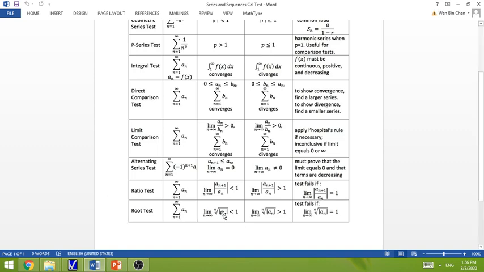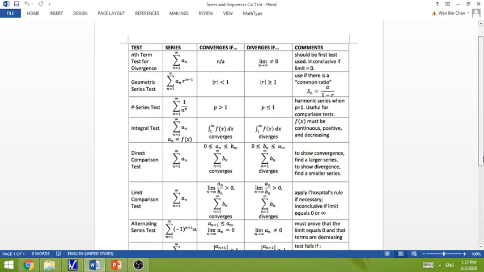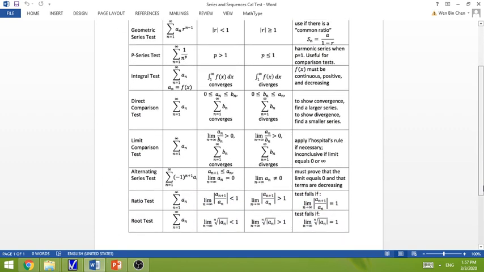And then for the root test, it's quite similar. If the nth root of the absolute value of a sub n is less than 1, then the series would be considered convergent. If the limit of the nth root of the absolute value of a sub n is greater than 1, that means the series has to be divergent. And then the test fails, so again, this one is just inconclusive. So hopefully this chart helps you to figure out which one to apply and which one to use.